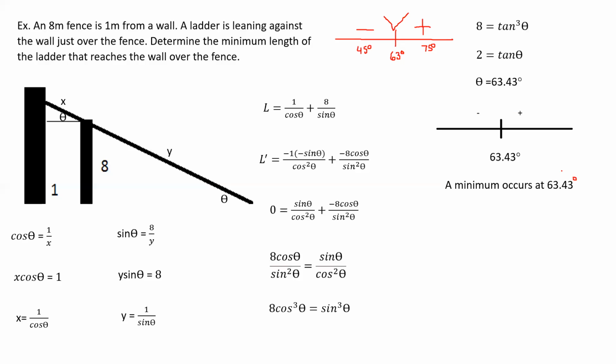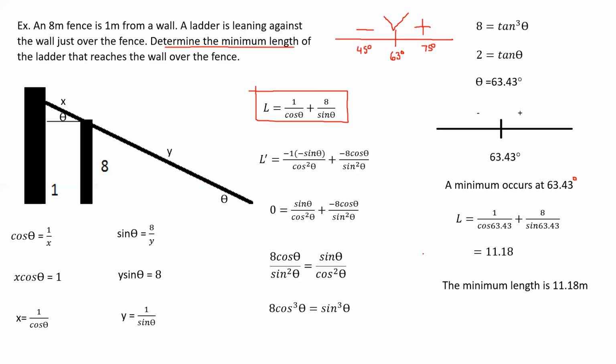Does that answer the question? Determine the minimum length of the ladder. All right, this was the length of the ladder. So the length of the ladder, we're going to put in the 63.43. And again, haul out your calculator. You will eventually get to an answer of 11.18. So what we know is the minimum length of this ladder that reaches to the wall is 11.18 meters.